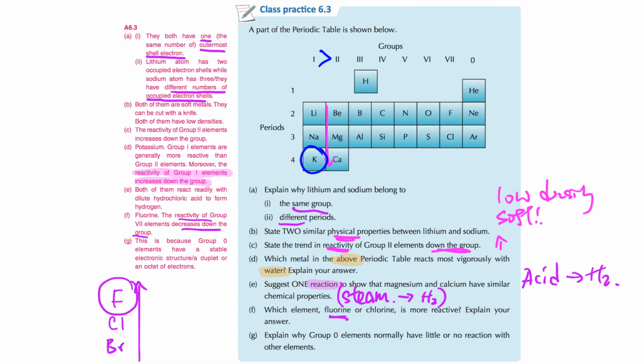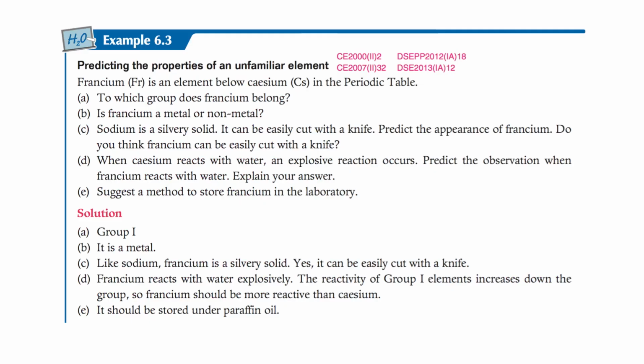Last one, explain why group 0 elements normally have little or no reaction. You have to explain this by getting back to the stable electronic structure and also the octet structure in the outermost shell. So pay attention to the words stable electronic structure. Learning the properties of the elements in a group helps us to predict the properties of some unfamiliar elements.